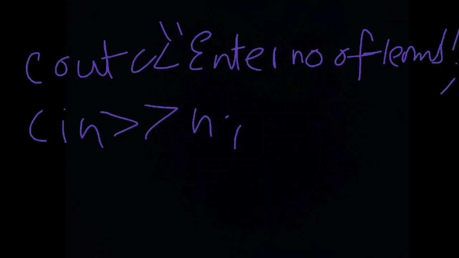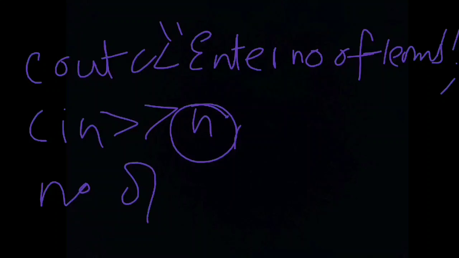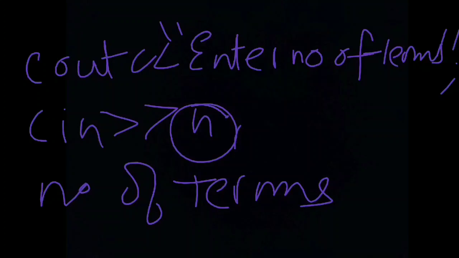Okay, so first of all I'll ask the user to enter the number of terms. So cin >> n, cin the number of terms. The user will enter the number of terms, and then what are we going to do?